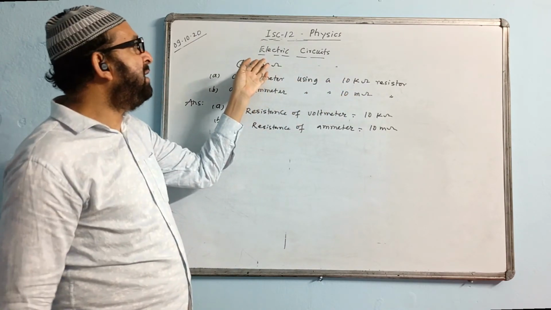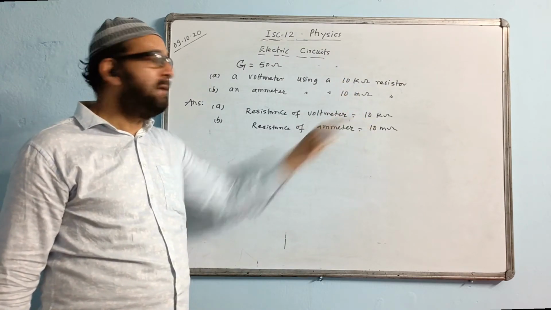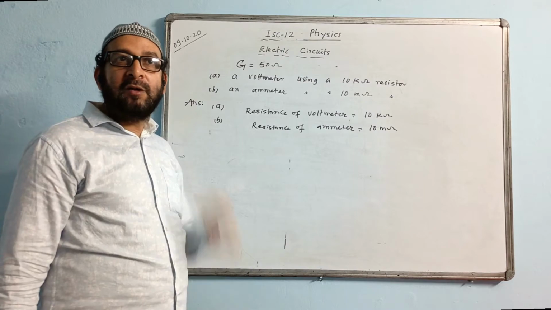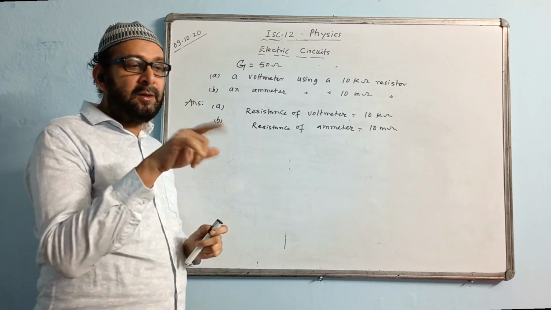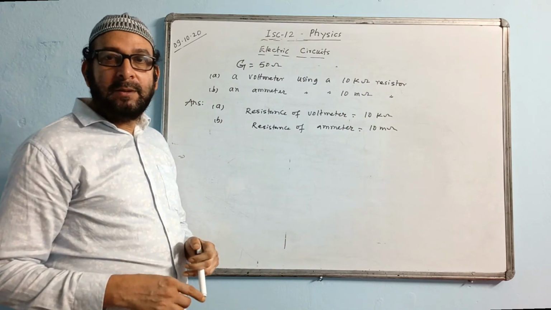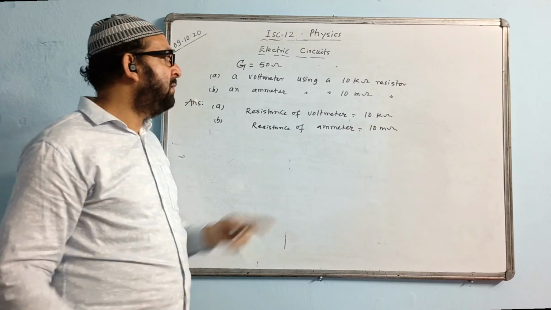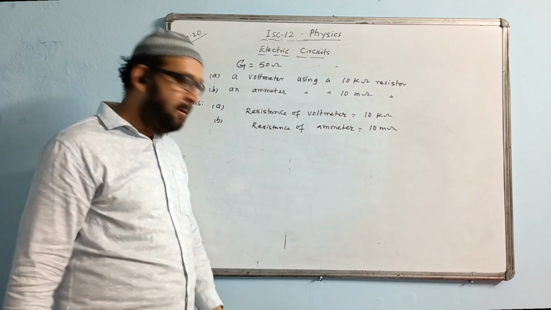But this 50 is negligible in comparison to 10 kilo. So the answer remains this only, two significant figures. 10,050 doesn't have two significant figures, rather it has 5 significant figures. So now it is in two significant approximate values, 10 kilo ohm directly.